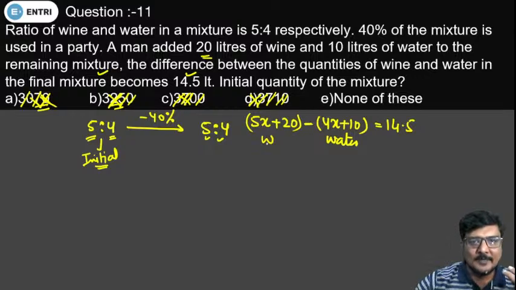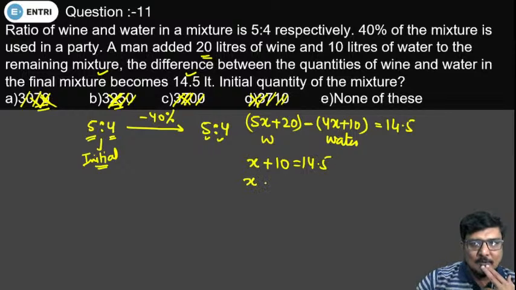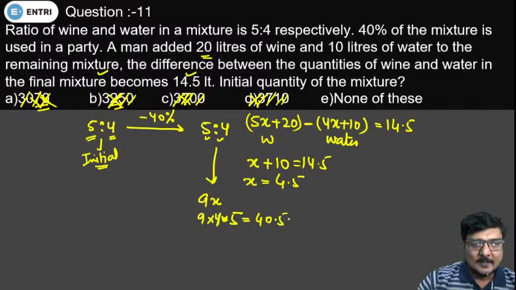The difference is given by 14.5. So we are going to get x plus 20 minus 10 equals 14.5, so the value of x comes out to be 4.5. Here the mixture is 9x, so 9 into 4.5 will give you 40.5. And this 40.5 is your 60% mixture.